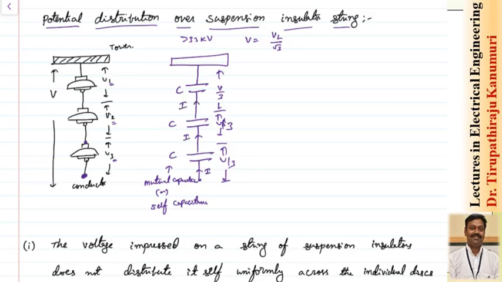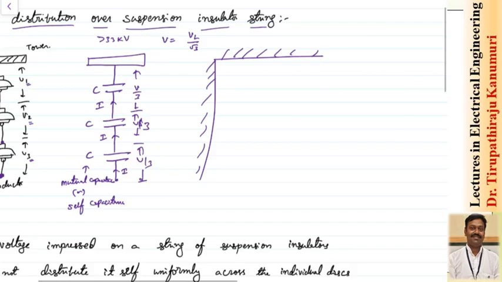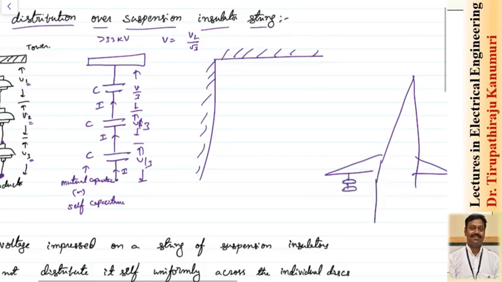But practically what happens is that the tower, whichever the insulators are hanging from, will be nearby. The tower structure practically will be like this, and here the insulators will be hanging. So this is the tower. Because of this, between this pin and the tower, one more capacitance will form. The same thing I am representing here. Let us assume there is a capacitance here, this is the second one, this is the third one, each having a capacitance of C.